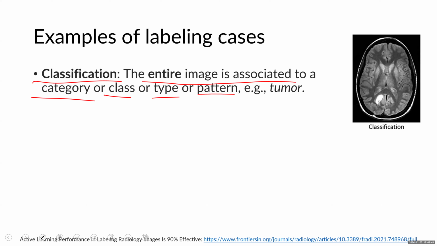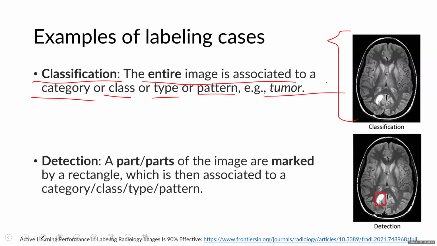So for this image, we just say that the entire image is a tumor image. It means that this is a tumor. This is a broad classification. But what if we can detect a part or parts of the image and mark it with a rectangle, so that we can associate it to a category or class or type or pattern?